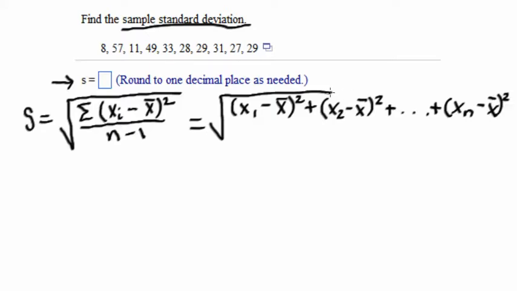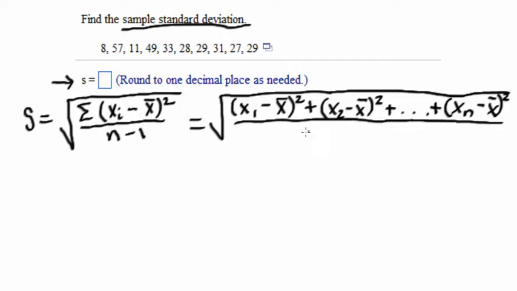Okay, so take the square root of that entire thing. Let's get it all the way across there. As you can see, each of our n values from our sample are included here. The dot dot dot means everything in between. And we are going to divide by n minus 1 still.